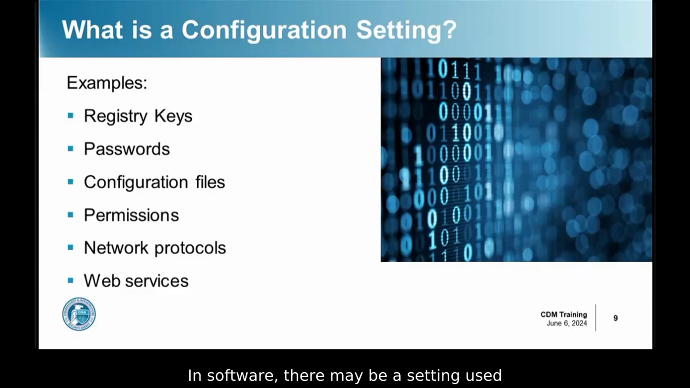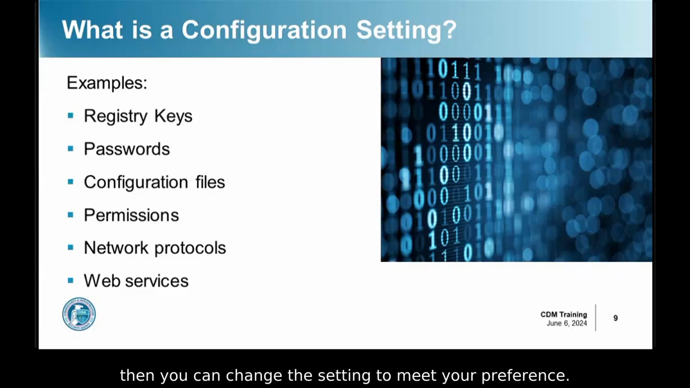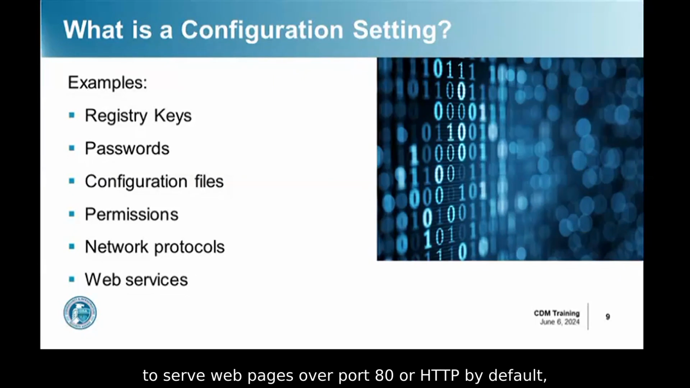In software, there may be a setting used to install a program for the first time, and you may want to change those settings later on. For example, your web browser might open new pages and tabs by default. If you prefer it to open new windows instead, then you can change the setting to meet your preference. Typically, a web server is configured to serve web pages over port 80 or HTTP by default, but those settings can be changed to use HTTPS, which is a more secure option.